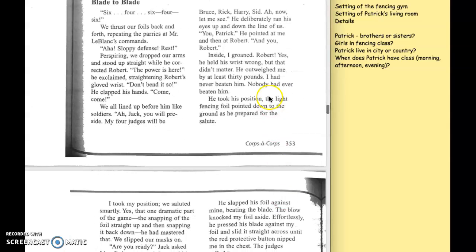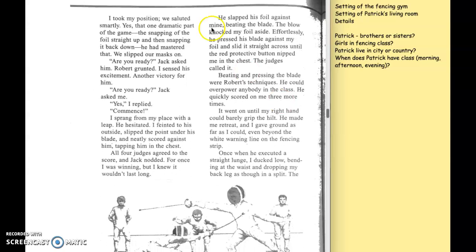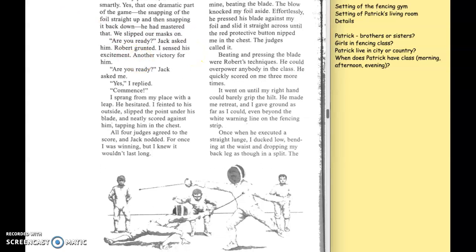He took his position, the light fencing foil pointed down to the ground as he prepared for the salute. I took my position. We saluted smartly. Yes, that one dramatic part of the game, the snapping of the foil straight up and then snapping it back down. He had mastered that. We slipped our masks on. "Are you ready?" Jack asked him. Robert grunted. I sensed his excitement. Another victory for him. "Are you ready?" Jack asked me. "Yes," I replied.